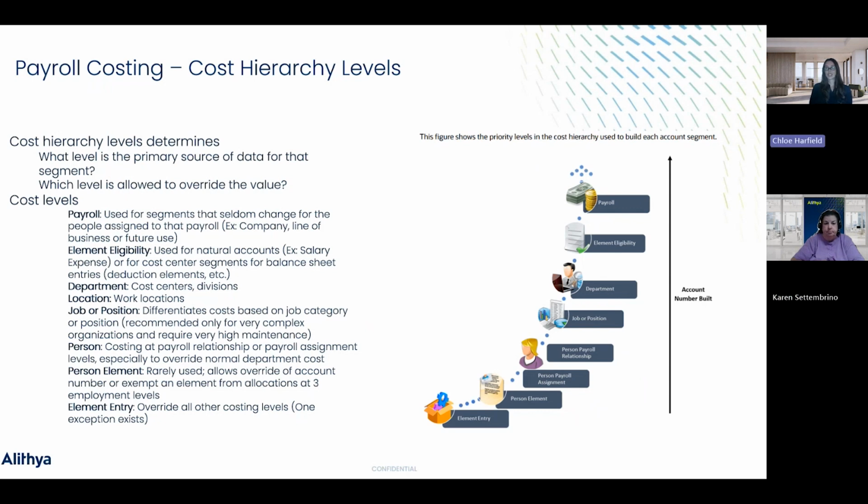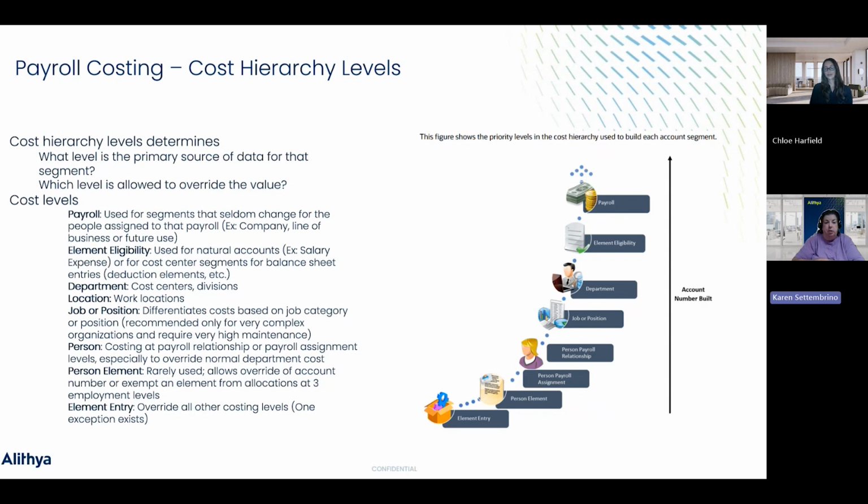Karen, what if I said I wanted to do payroll costing at the person element level? So what happens is that there's a breakdown that you can assign to a specific person. And just to clarify what an element means, an element within Oracle Cloud Payroll means an earning, a deduction, or a tax, or an employer liability.